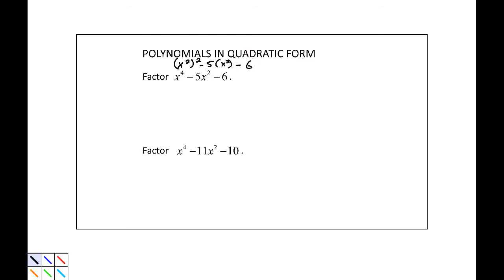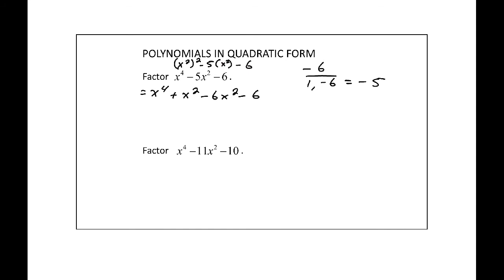So what we're going to do is factor this like we would do a quadratic. We'll look for values that multiply to be negative 6, but add to be negative 5. And just from the looks of it, that might be 1 and negative 6. Yes, that'll work. So I'm going to write this as x to the 4th plus x squared minus 6x squared minus 6. Notice I'm breaking the middle term, negative 5x squared, into these two terms.